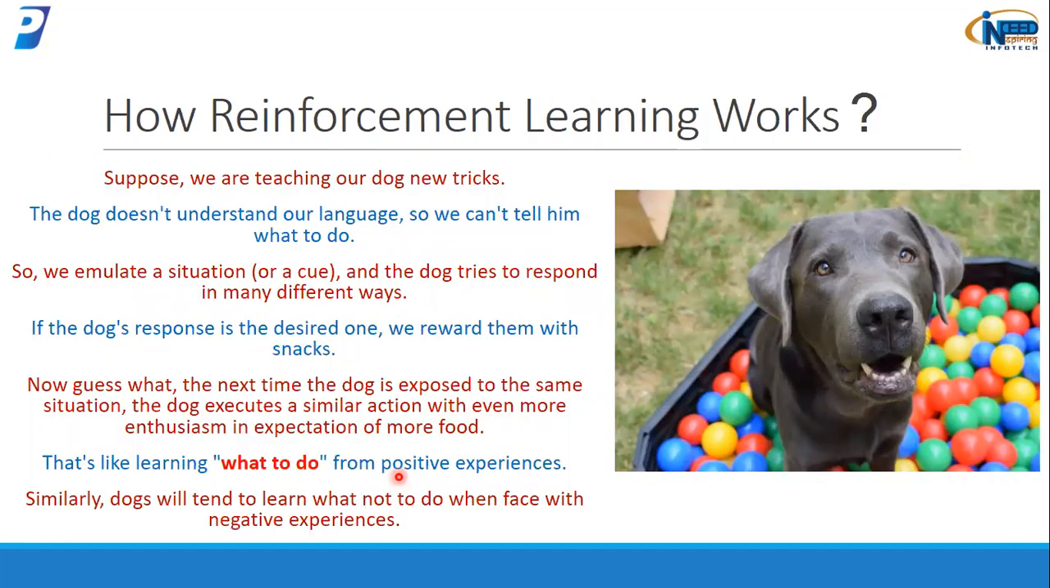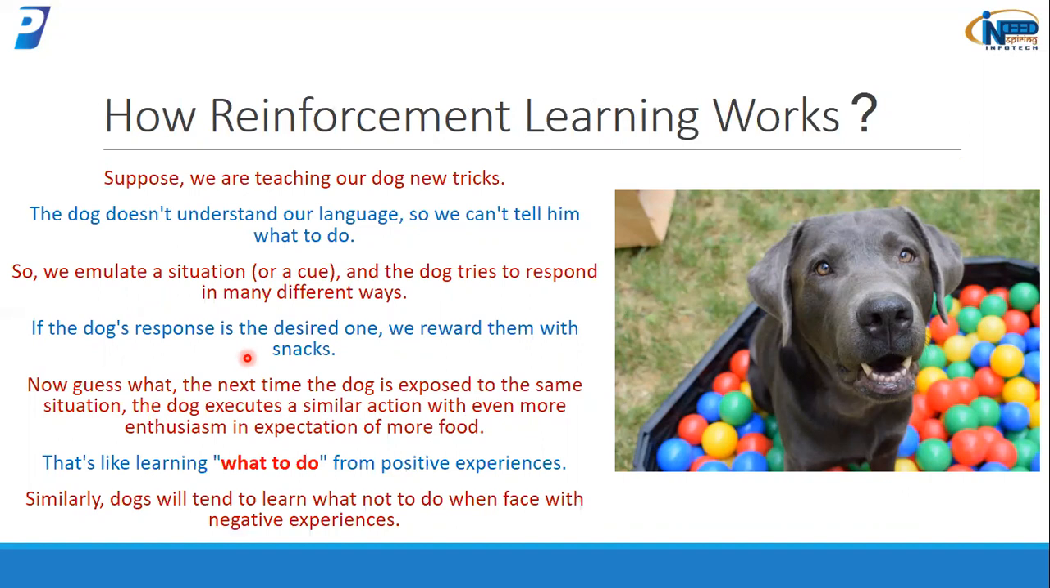Let's discuss one example which will make it very clear: how reinforcement learning really works. Let's say we are training or teaching our dog a new trick. Look at the dog, he is very eager to learn. Now the dog doesn't understand our language, so we cannot tell the instructions simply in our language and expect the dog to do it. So we emulate the situation. We try to make the dog respond in a desired manner. If the dog responds in the desired way, then we reward him with some snacks.